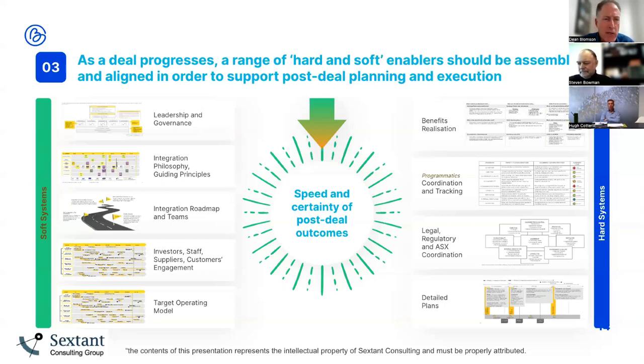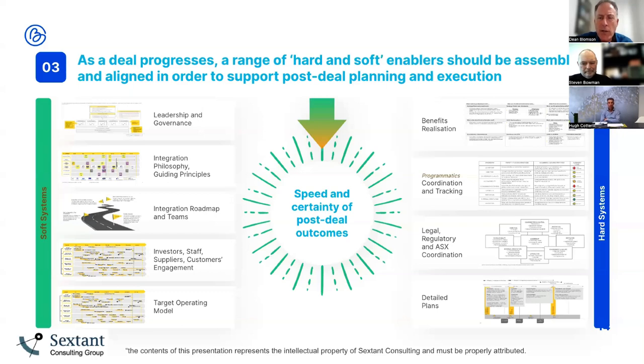It takes time to find each other. How are we going to engage with all these constituencies? What do they need to hear from us at key points? What are their worries, their concerns, etc.? The target operating model, a whole new topic. And then on the right-hand side, the benefits realization, that run sheet I spoke about, all the programmatics: how are we going to coordinate this?